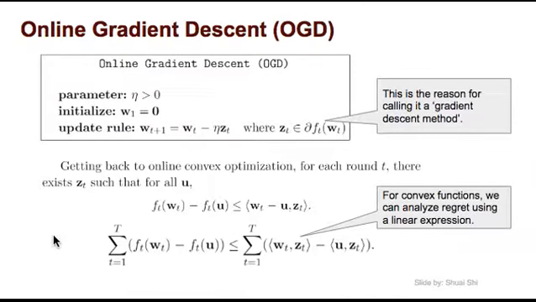So the online gradient descent algorithm essentially uses a parameter eta and the subgradient to update the prediction. The updating rule is essentially a gradient descent method. And the fact that f is convex allows us to do some kind of regret analysis using the linear expressions.